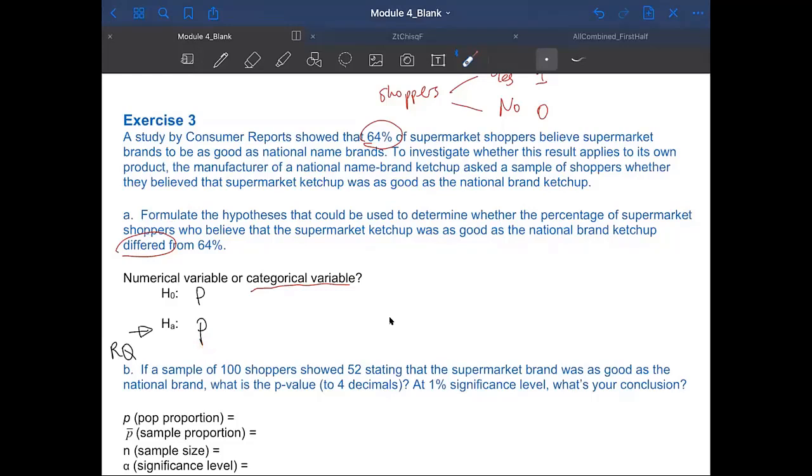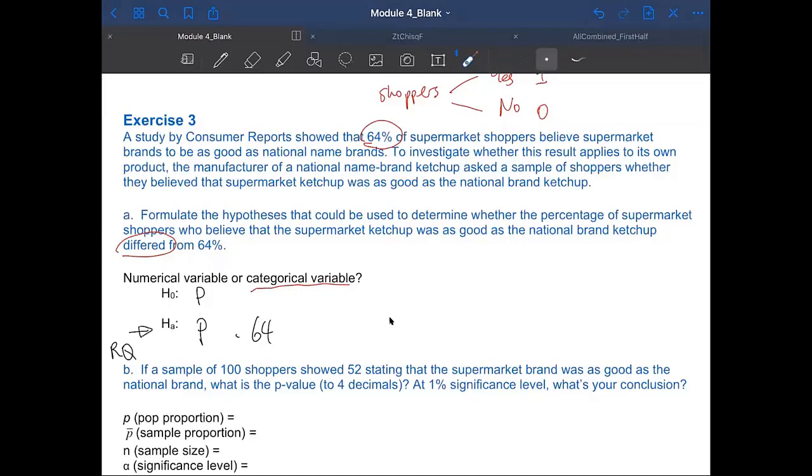Benjamin, I think you were right. So what is the p we're comparing with? I'm comparing p with, what am I comparing p with? 0.64. 0.64, right? You're absolutely right. So we want to see whether this proportion, we compare it with 64%.